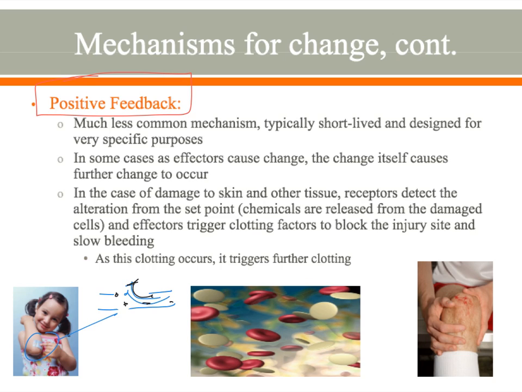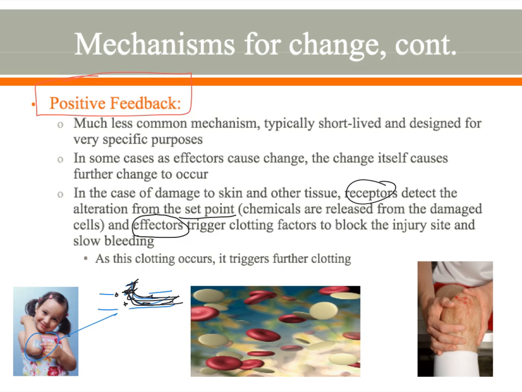So that information is detected by receptors. Receptors communicate it to the brain. There is blood outside of the body where it's not supposed to be. And so that's a change from the set point. And so the brain causes action of the effectors, which means it actually increases blood flow. So now all of a sudden there's a whole bunch of bleeding happening here, which doesn't seem right. If you think about it, why would the body make there be more bleeding?